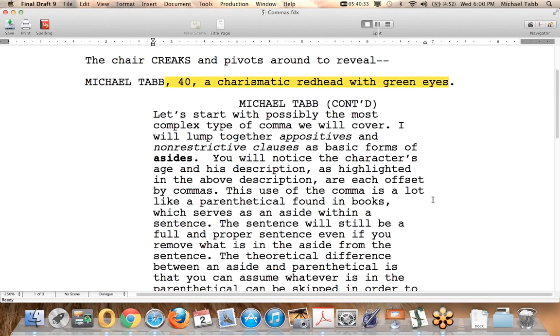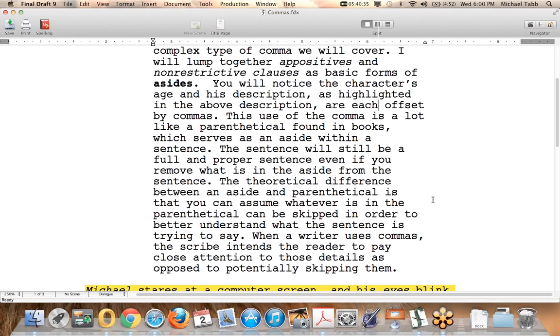The theoretical difference between an aside and a parenthetical is that you can assume whatever is in a parenthetical can be skipped in order to better understand what the sentence is trying to say. When a writer uses commas, well, the scribe intends the reader to pay close attention to those details as opposed to potentially skipping them.